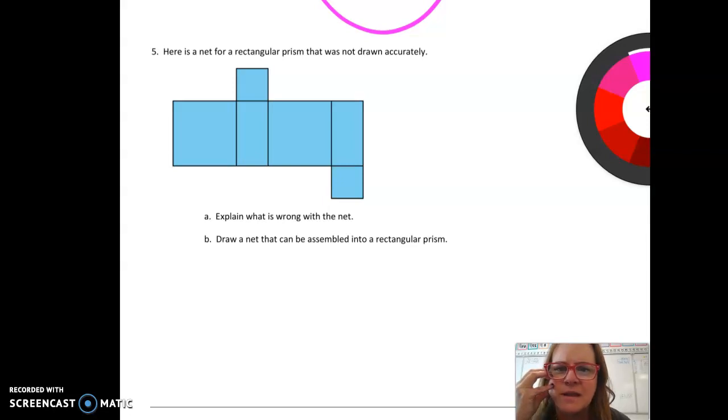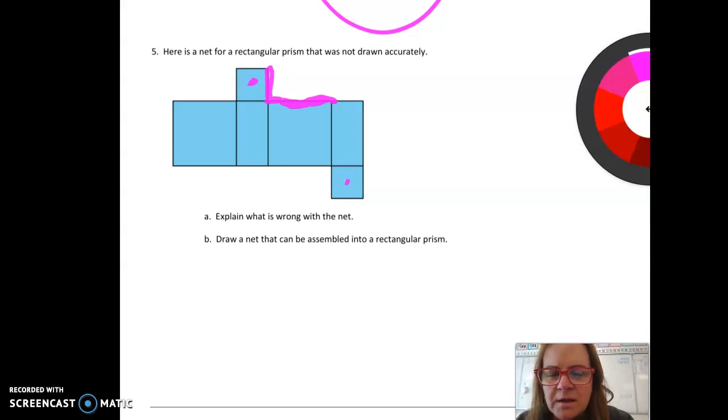All right, and then the last one, here's a net for a rectangular prism that was not drawn correctly, and we need to explain what is wrong, and then draw a net that can be assembled into a rectangular prism. So I'm going to fix this net in just a minute, but first I'm going to show you what I think is wrong with it. I think it's these little flaps, if you think of it that way. So if you fold this up together in your head, and you guys are way better at this than I am because of your plenty of time on the computer in Minecraft, but if you do that, you can see that this edge right here still needs to line up with that edge, and it doesn't.